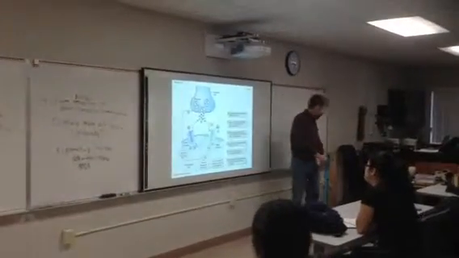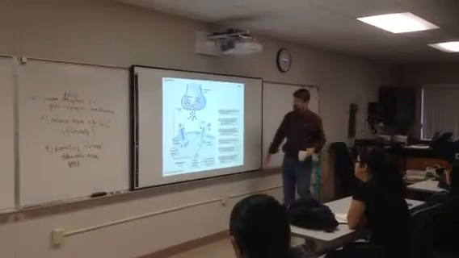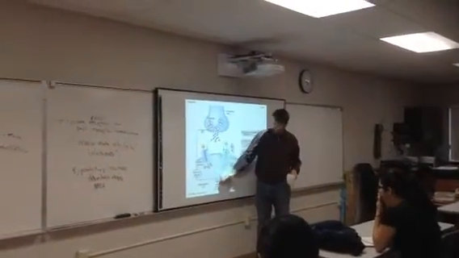We have a synapse being formed for memory. A connection is formed here. And here's our presynaptic axon, here's the synapse, here's the postsynaptic cell.